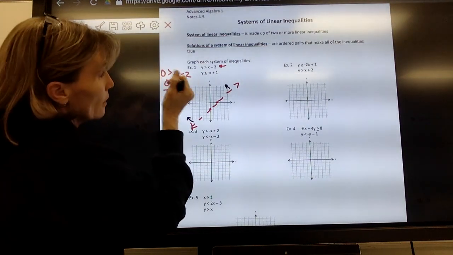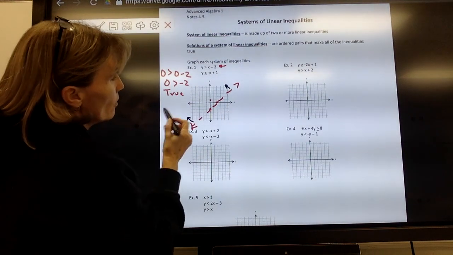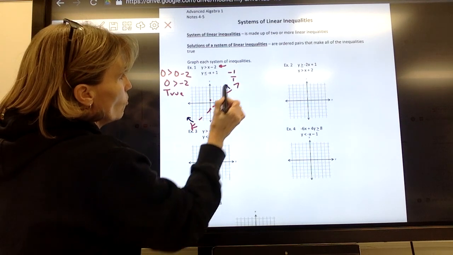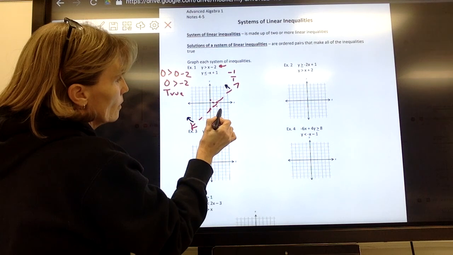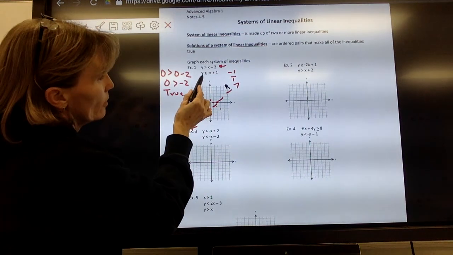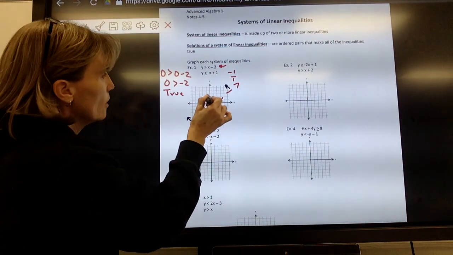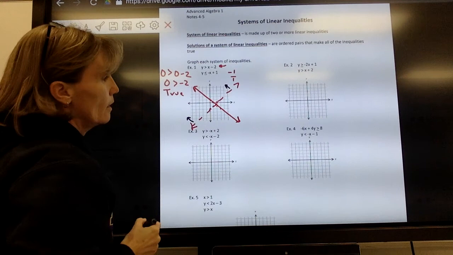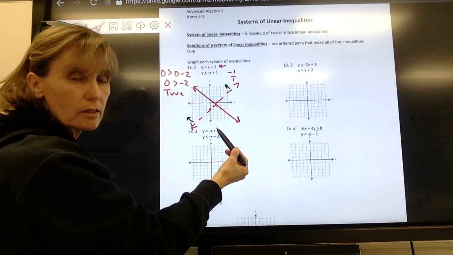The second line has a b value of +1, the point there, and it has a slope of -1. So that slope is -1 over 1. That means I'm going to go down 1 and over 1. Again, if I go back to the inequality, it's a less than or equal to sign, so that's going to be a solid line. And I have to decide whether I'm going to shade above that solid line or below that solid line.